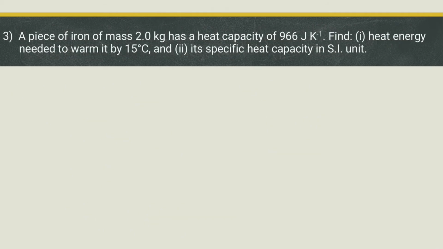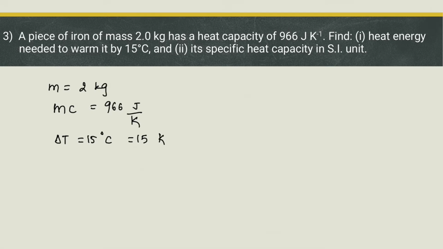Third numerical. A piece of iron of mass 2 kg has heat capacity of 966 joule per Kelvin. Find the heat energy needed to warm it by 15 degrees Celsius. So mass is 2 kg. Heat capacity, that is mass into c, is given. Heat capacity is given 966 joule per Kelvin, and we want to find out heat energy needed to warm it by 15 degrees Celsius. So delta T is 15 degrees Celsius, or we can say 15 Kelvin.